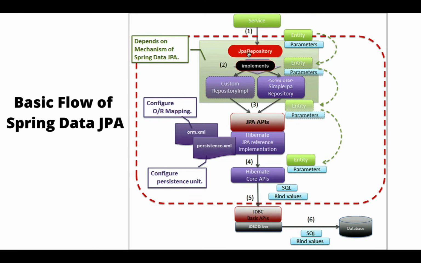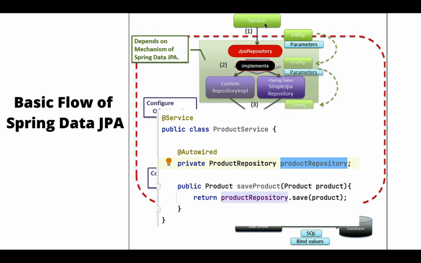We basically call JpaRepository methods from the service layer. For example, let's say we want to save an entity into the database table using Spring Data JPA. Then what we do is inject the repository, that is JpaRepository, in a service layer, and then we call its save method and pass the entity as a parameter, right? So this is the first step.